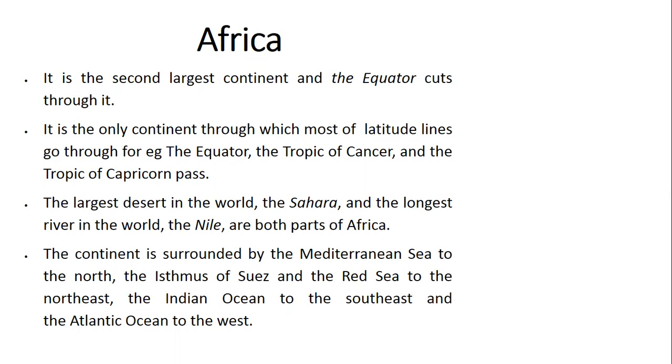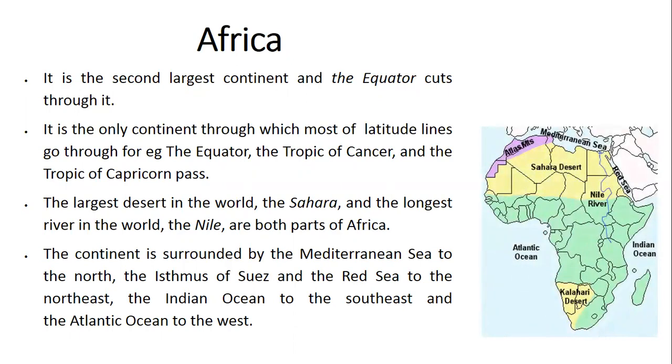The largest desert in the world, the Sahara, and the longest river in the world, the Nile, are both parts of Africa. The continent is surrounded by the Mediterranean Sea to the north, the Isthmus of Suez and the Red Sea to the northeast, the Indian Ocean to the southeast, and the Atlantic Ocean to the west.